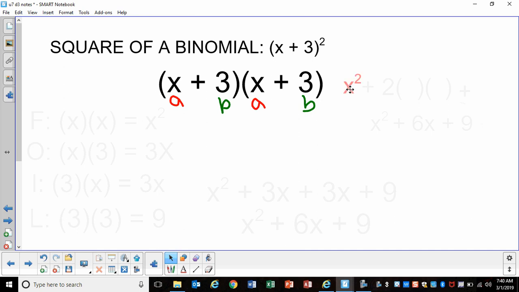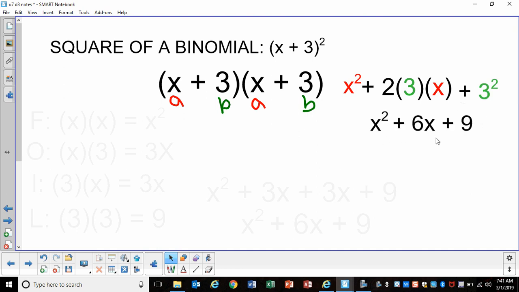First you're going to square whatever a was, which was x. Then you're going to do 2 times a and b, so x and, sorry, x and 3. And then you're going to do b squared, so 3 squared in the back. Simplify that and you get x squared plus 6x plus 9. That's your answer. So that's a shortcut way.